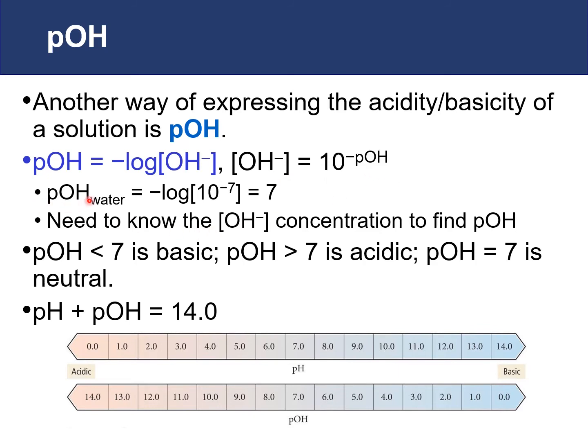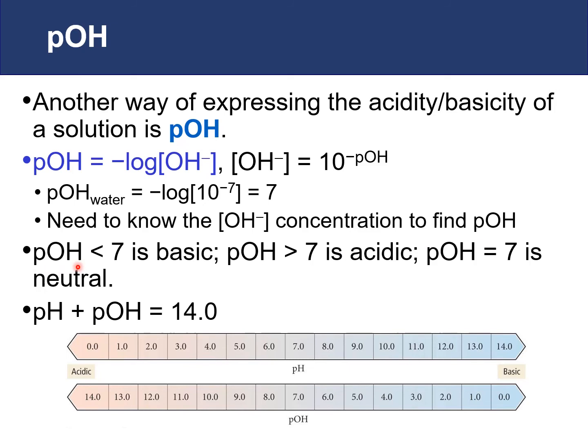Now, the pOH for water would be the negative log of the hydroxide ion concentration in water. For a neutral solution, the concentration of hydroxide ions is 10 to the -7. So if we take the negative of the log of 10 to the -7, the value for pOH would be 7. In order to find the pOH, we need to know the hydroxide ion concentration. Once we know the hydroxide ion concentration, we can find the pOH.